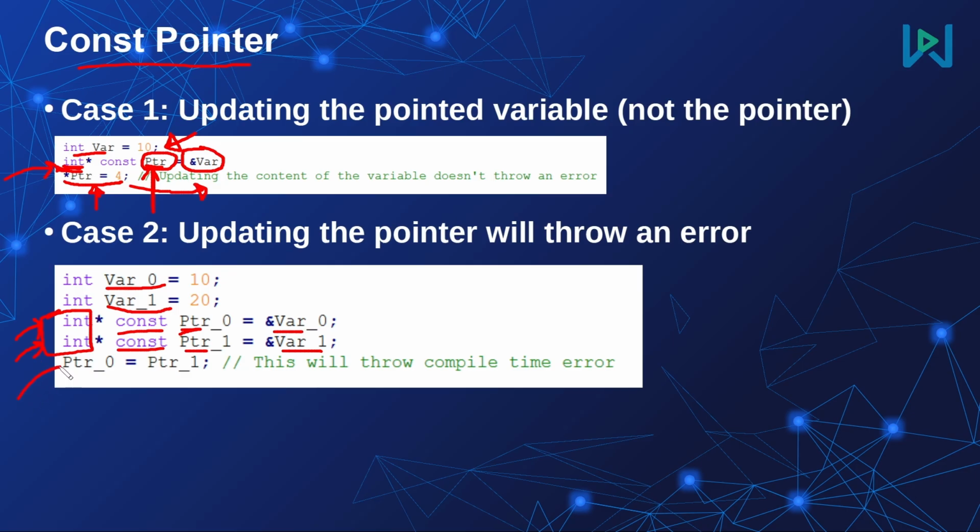In this last line, I am trying to update my pointer number 0 using the pointer number 1. This operation will not be allowed, simply because our pointer number 0 is const. Hence, we cannot update it or modify it. So the address of our pointer number 0 cannot be updated. And if we try so, then the compiler will throw a compile time error.